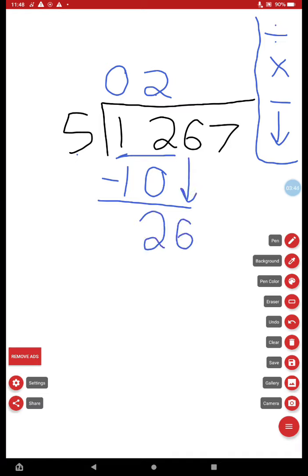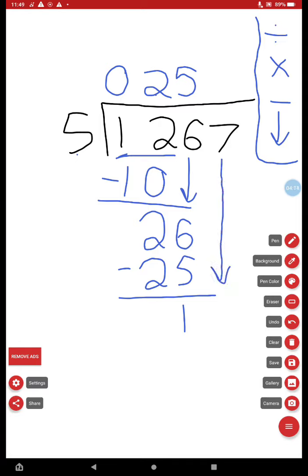Now I have 26. What's 26 divided by 5? 5. What's 5 times 5? 25. What's 26 subtract 25? 1. Divide, multiply, subtract, and bring down the 7. What's 17 divided by 5? 3. 3 times 5 is 15. Subtract. 17 subtract 15 is 2.